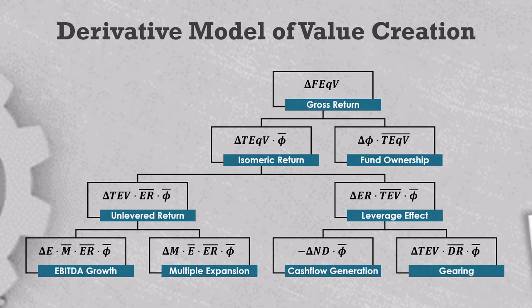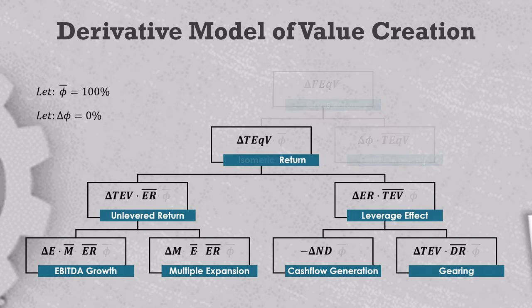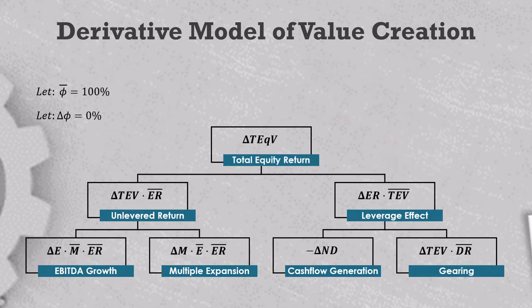Now, to make the math in this episode easier to follow, we will look at the total equity return instead of those for a specific shareholder like a GP or a fund. We do this by setting the fund ownership to 100%, which makes the delta phi term go to 0. This makes all the phi terms go away, leaving us with the total equity return drivers.